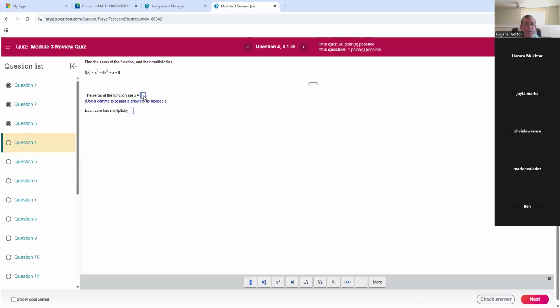All right, so first you put in your zeros. You had a 6, comma, 1, comma, negative 1. And then each had a multiplicity of 1. Okay, so that's the trick on that one: do that factor by grouping.